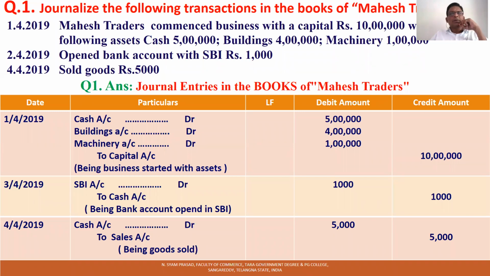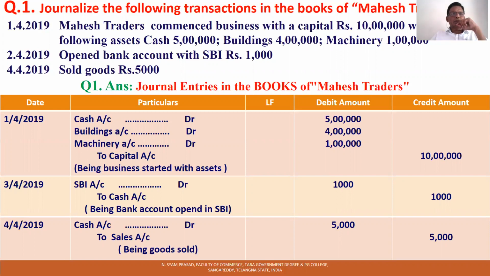So I've taken a problem. Problem one is: journalize the following transactions in the books of Mahesh Traders. Mahesh is a sole trader doing some small business, and he has given some transactions to write in his books. The first one is 1/4/2019: Mahesh Traders commenced business with a capital of rupees 10 lakhs with the following assets: cash 5 lakhs, building 4 lakhs, machinery 1 lakh, total 10 lakhs. He started business. And on 2/4/2019 opened a bank account with the State Bank of India, 1,000.